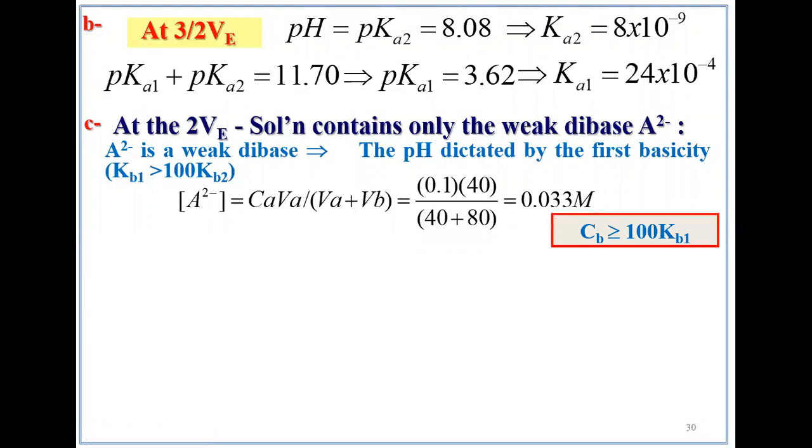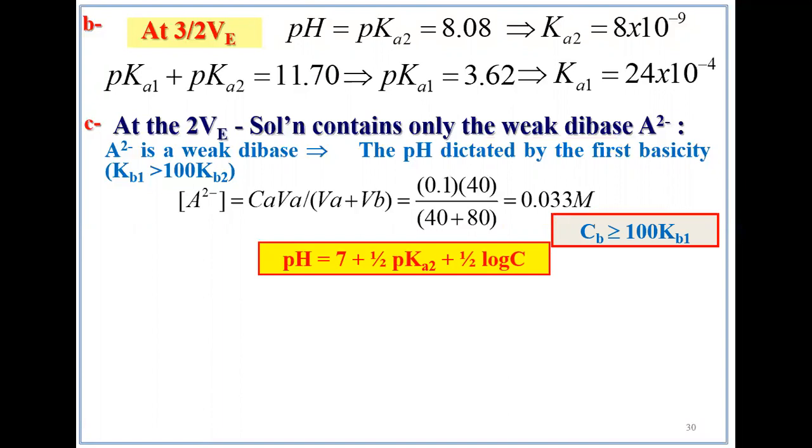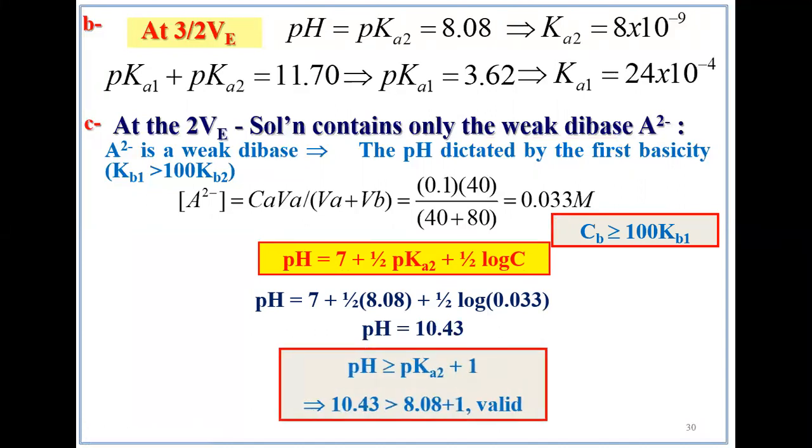Check if that concentration is 100 greater than KB1. Of course, you have to check, but to get the KB1 you only have Ka. So what I would do is use this equation directly and check at the end the pH. pH is equal to 7 plus half pKa2 plus, watch out, plus half log C. Plug it in, you have pKa2, you have the concentration, pH comes out to be 10.43. Now check. Is this pH greater than pKa2 plus 1? Yes, it is. Well, hardly much greater, but it's greater. Therefore, you're allowed to use this equation.